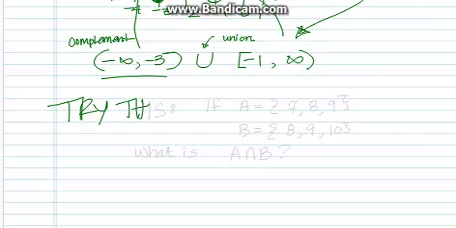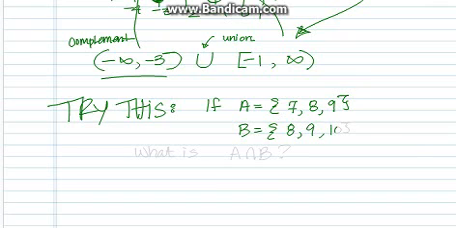Now let's try this. If we have that A is equal to the set that includes the numbers 7, 8, and 9, B is equal to the set that includes 8, 9, and 10. What is this set?